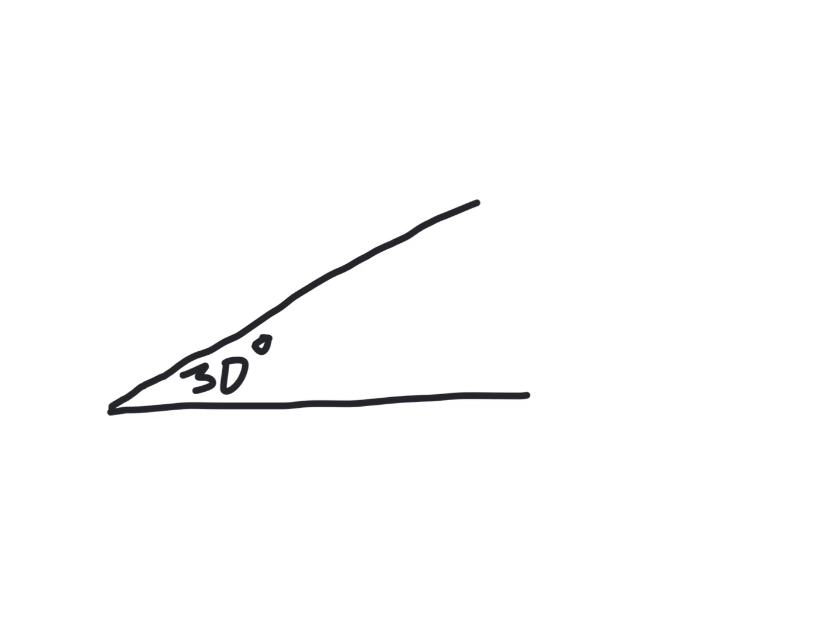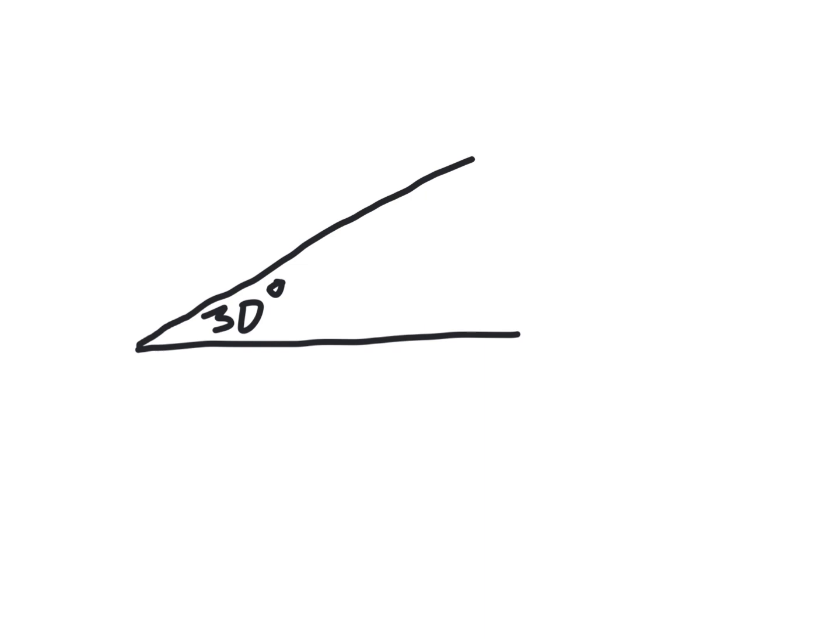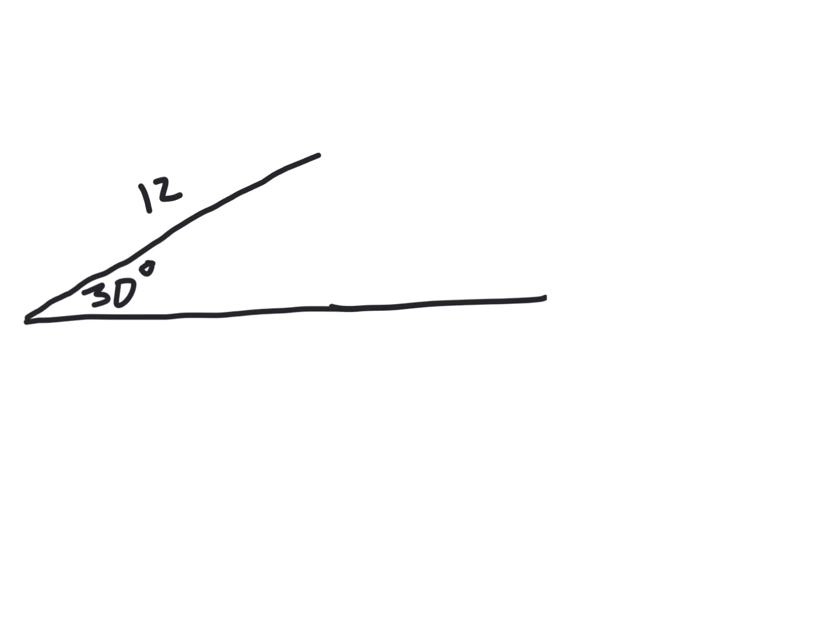More than in almost any other unit, how long you draw things really matters. I'm going to pause for a second. All right. So we've got this 30 degree angle. We're going to say that this side is 12. We can make it any size we want, right? The one on the bottom, just make inordinately long, because it can be whatever. This is unknown.